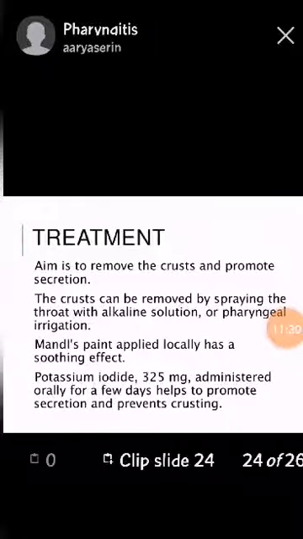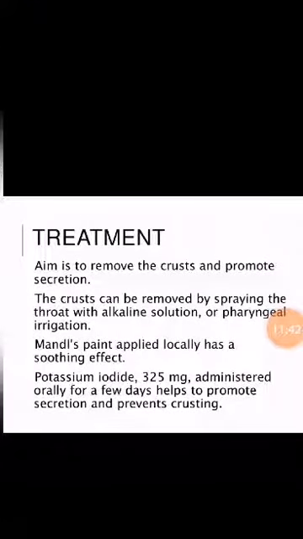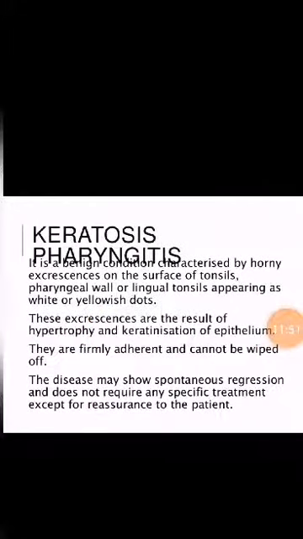Now, what is the treatment of atrophic pharyngitis? The crusts can be removed by spraying the throat with alkaline solution. Local treatment with antiseptic medication is applied. Potassium iodide, 3 to 5 mg, administered orally for 2 days, helps promote treatment in 7 days.